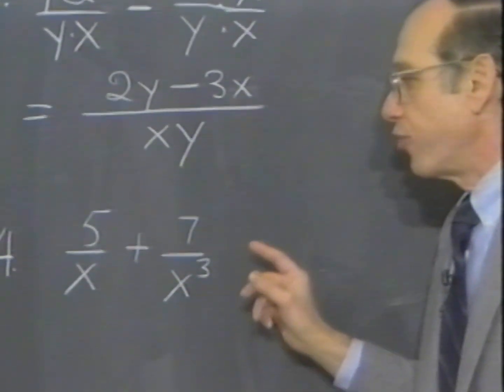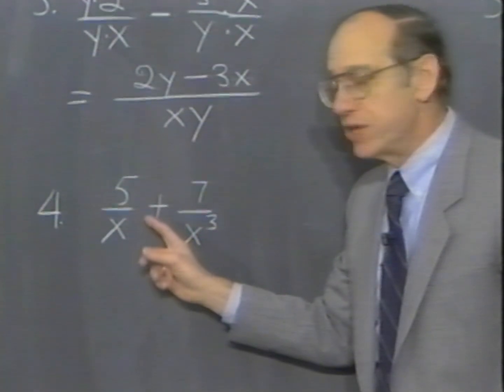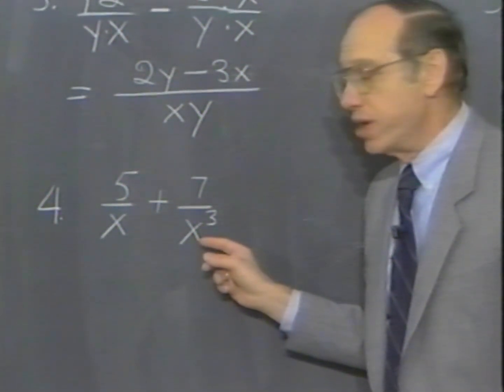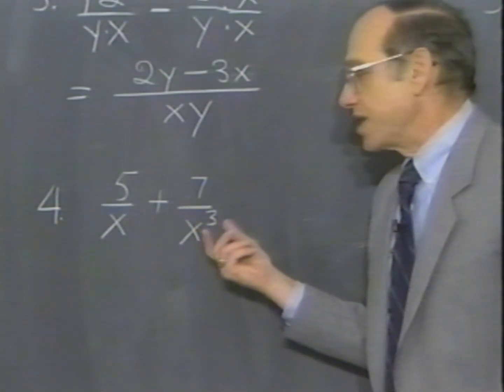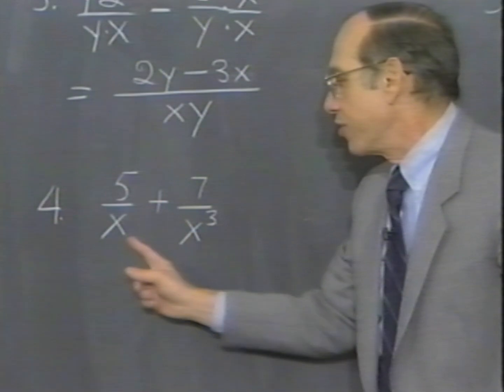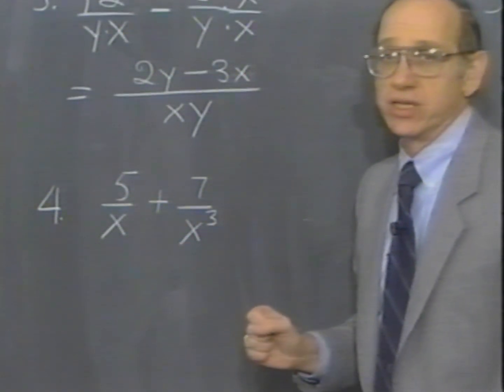If we look at example 4, we have the same kind of problem. We have 5 over x plus 7 over x cubed. And of course, if I want to use exactly the same method I used before, I would take as the common denominator the product of these two numbers, x and x cubed.